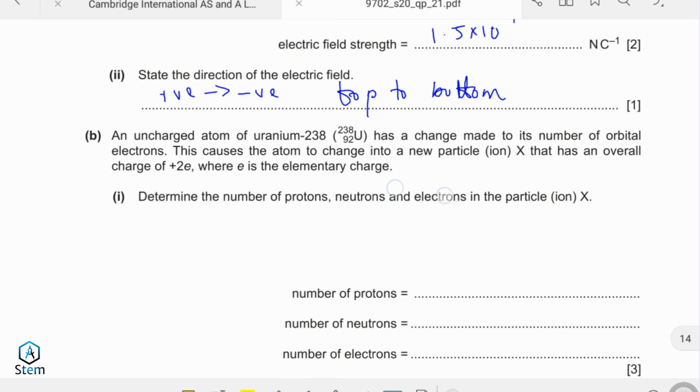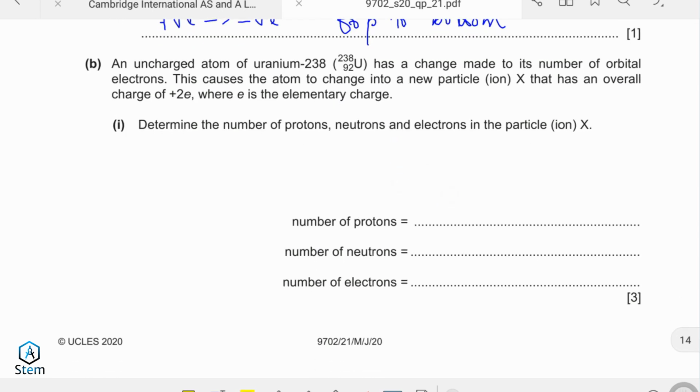So an uncharged atom of uranium-238 has a change made to its number of orbital electrons. This causes the atom to change into a new particle ion X that has an overall charge of +2e, where e is the elementary charge. Determine the number of protons, neutrons and electrons in the particle ion. So if we change the orbital electrons, it means the protons remain as they used to be. So the protons will be 92. The neutrons, we say 238 minus 92, and that is going to give us 146.